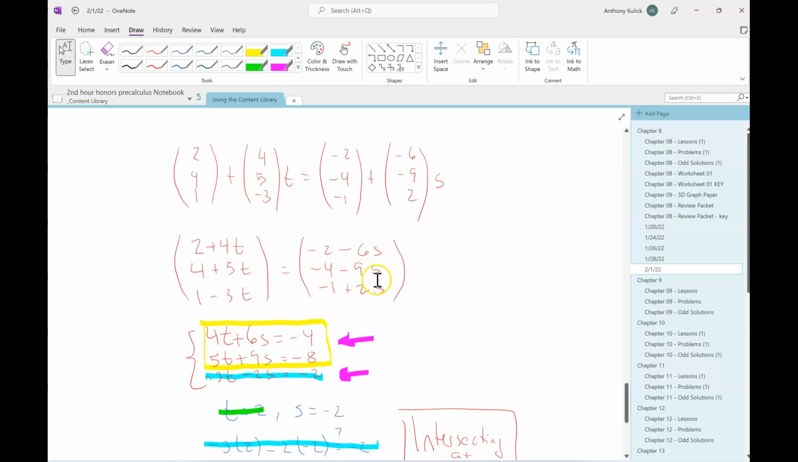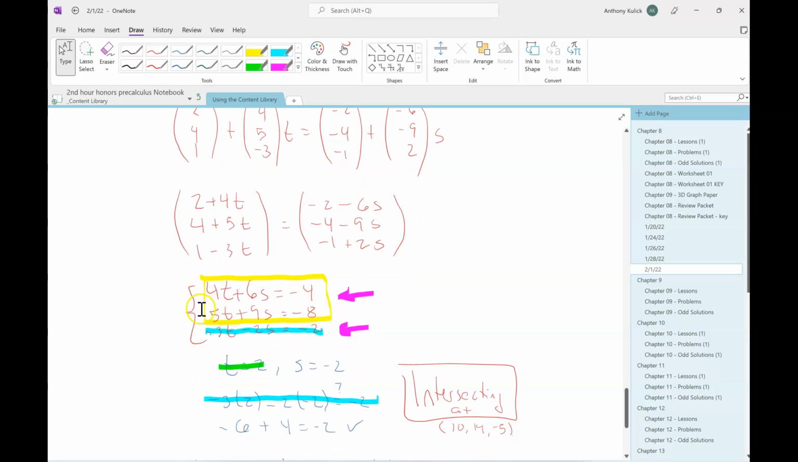And then I moved the variables onto one side and the constants on the other to get this system. Everybody's okay with that? So like I added 6s over here and then subtracted 2 over there. So I get 4t plus 6s minus 4. Cool.